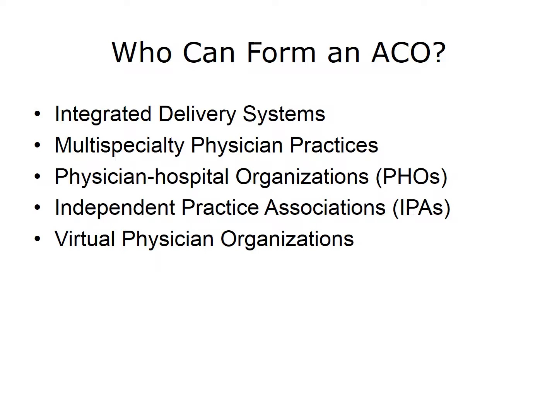So, what types of organizations can form an ACO? There are at least 5 types of organizations that can form an ACO: integrated delivery systems, multispecialty physician practices, physician hospital organizations, or PHOs, independent practice associations, or IPAs, and virtual physician organizations. We will next describe the characteristics of each of these types of organizations, in particular, the areas that might be helpful for success as an ACO.